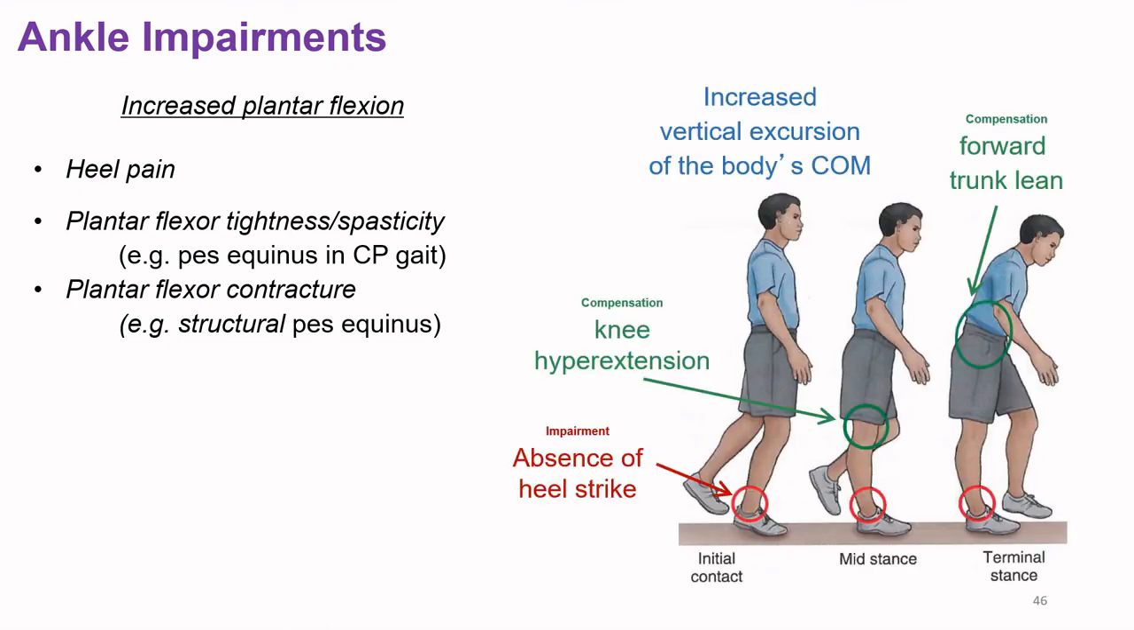Here we see some of the characteristics of increased plantar flexion on gait. Increased extension of the ankle will produce increased vertical excursion of the body's center of mass. At initial contact, we may see midfoot or forefoot striking rather than heel striking. In mid-stance, in order to keep the body upright, the increase in plantar flexion is offset by knee hyperextension. At terminal stance, to keep the body upright and to keep the body's center of mass above the base of support, a compensation of a forward trunk lean is often observed.